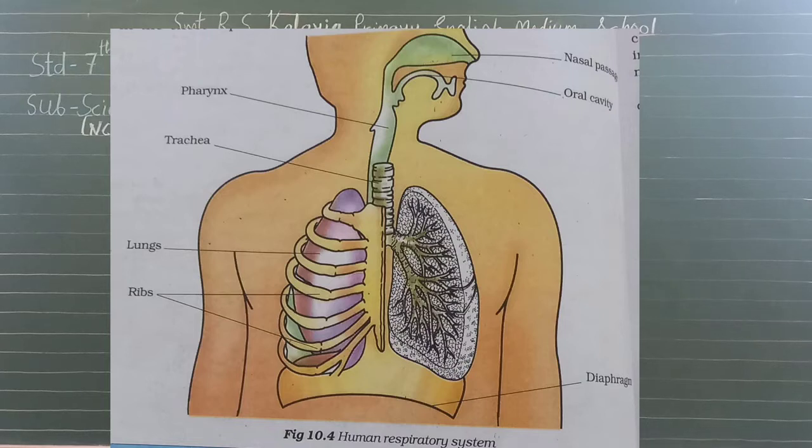A large muscular sheet, made entirely of muscles, called the diaphragm, forms the floor of the chest cavity. It is at the bottom of the chest cavity. Now breathing involves the movement of the diaphragm and rib cage. When we breathe, the diaphragm and the rib cage move.